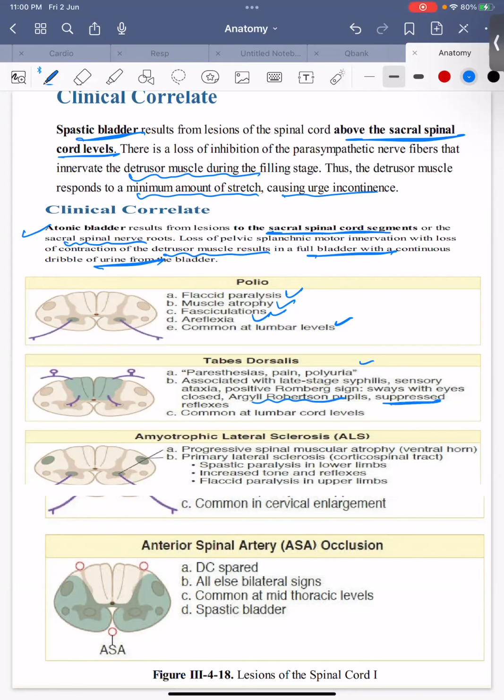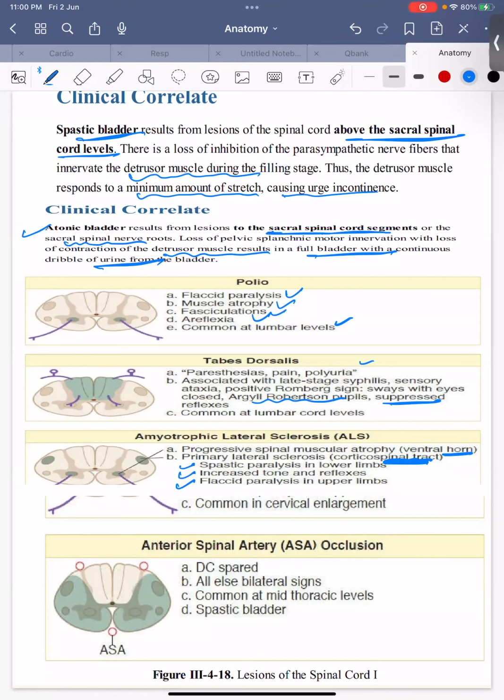ALS, amyotrophic lateral sclerosis, they will have both the upper motor and the lower motor neuron lesion. Here, in the ALS, you will have the spinal muscular atrophy, usually of the anterior horn, but it also causes the lateral sclerosis. That also damages the upper motor neurons, that's the corticospinal tract. So you will have the spastic paralysis in the lower limb, increased tone and reflexes, and flaccid paralysis in the upper limb. So both the upper and the lower motor neuron lesions are seen here.